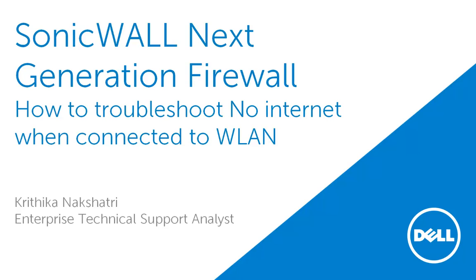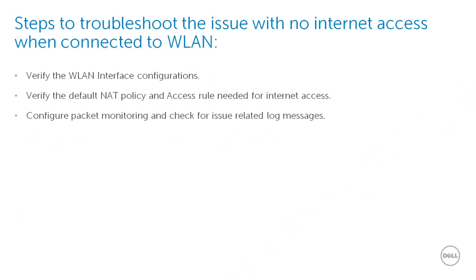In this video, we demonstrate how to troubleshoot no internet when connected to wireless LAN. At times, when the wireless LAN is configured on the Sonicwall, the devices that connect to the wireless have no internet access. In this video, we will demonstrate a few steps by which you can verify the basic configuration requirements that is required for internet access from the wireless devices. We will go through a few possible causes and the resolutions for the same.